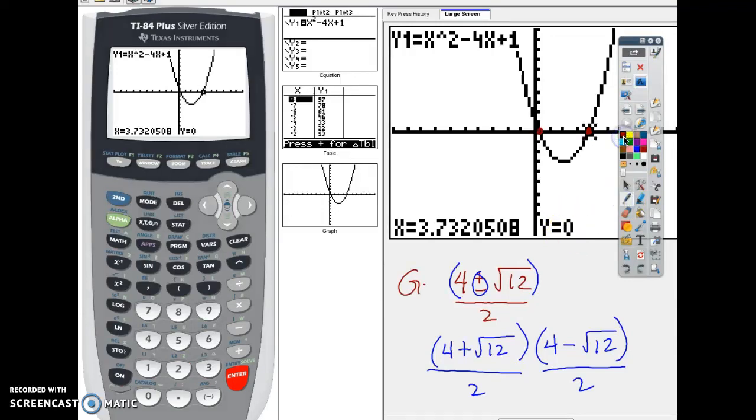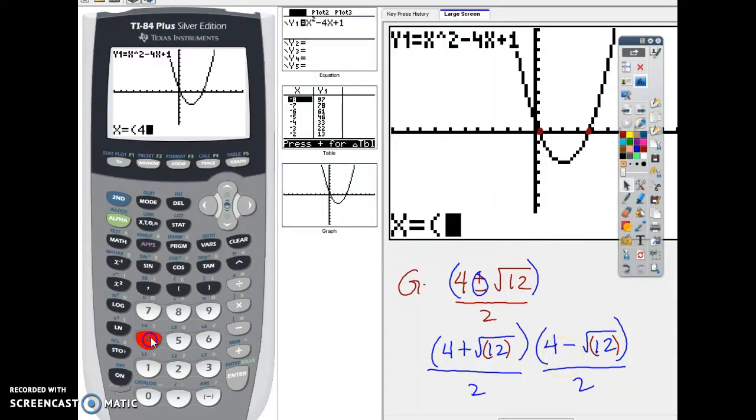Okay? So if you forget that extra set of parentheses that goes in here like this, you're probably going to get it wrong. Let's check the other one. Parentheses 4 minus the square root of 12, close, close, divided by 2, enter, and it also gives you 0. So that's how you know that those are the answers.